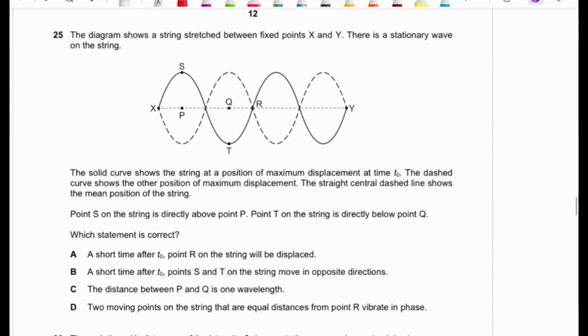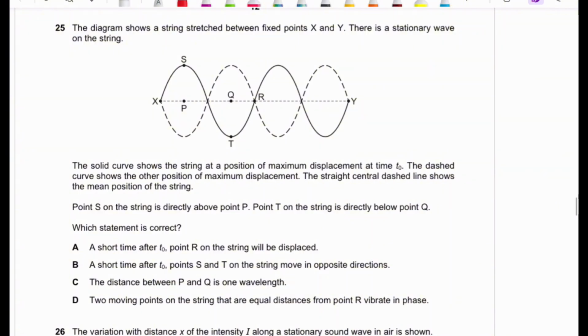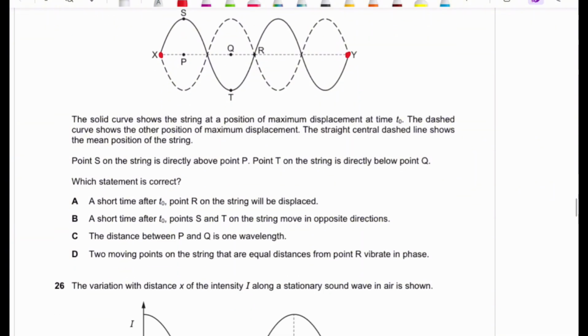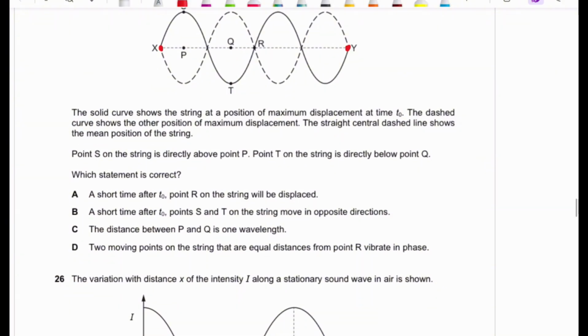Move on to question 25. The diagram shows a string stretched between fixed point X and fixed point Y, and there's a stationary wave formed on the string, okay? The solid curve shows the string at a position of maximum displacement at time t equal to 0, okay?